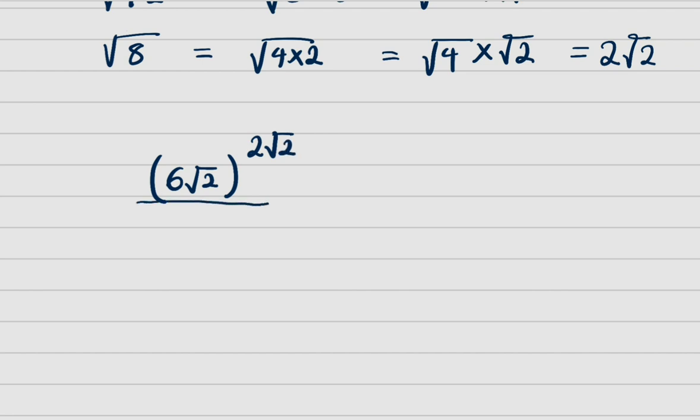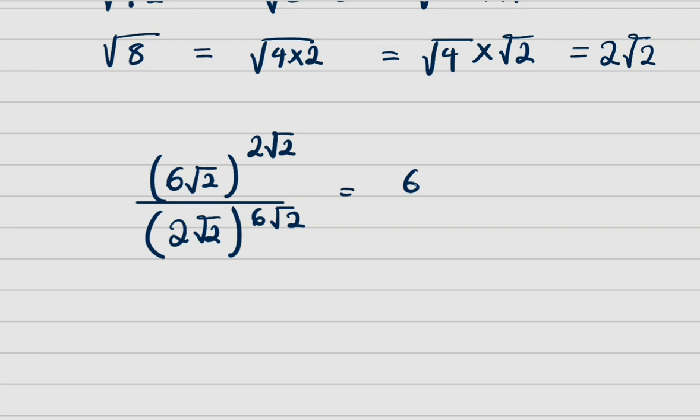All right. The same thing at the denominator. I'm going to have 2 root 2 all raised to the power of 6 root 2. Now the next thing to do is to check. Look at the powers. Can I do something about the powers? Yes, I can do something about the powers. And what should I do? This is what I can do.